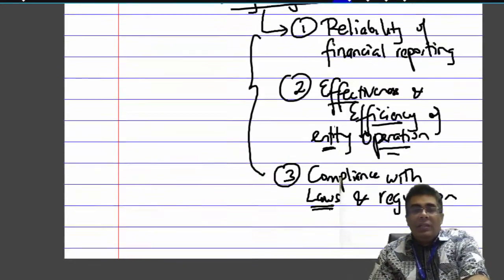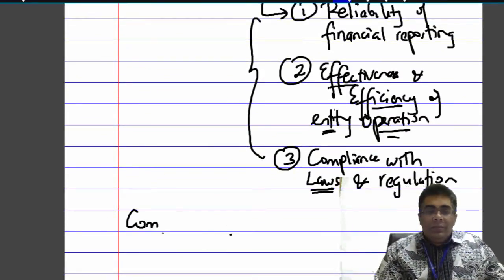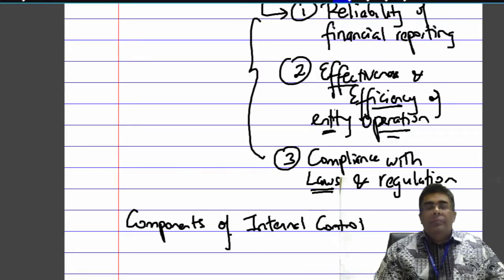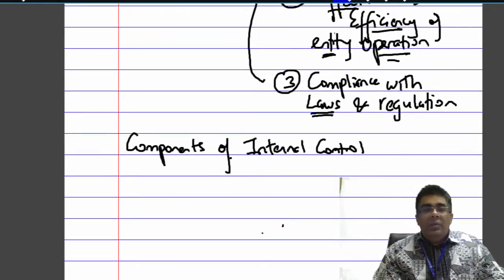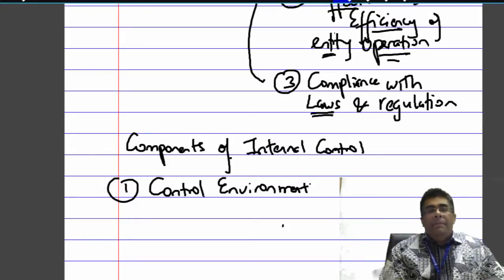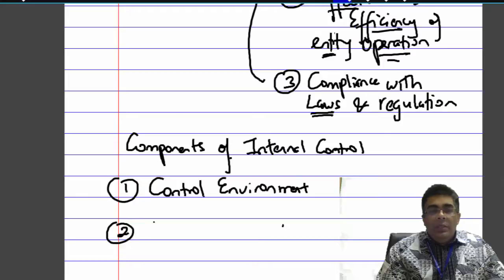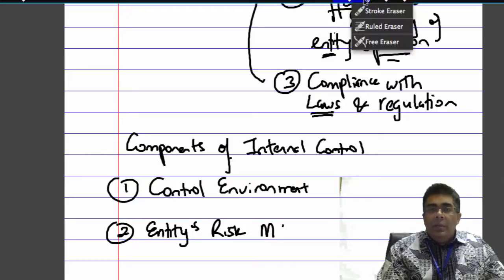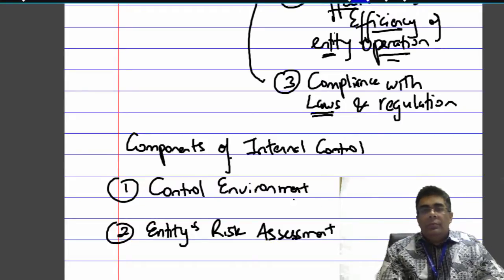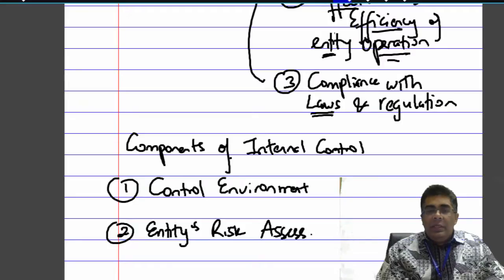All right, now what are the components? In the past there has been an exam question about what are the components of internal control. Okay, number one is about control environment. Then number two is about the entity's risk assessment.